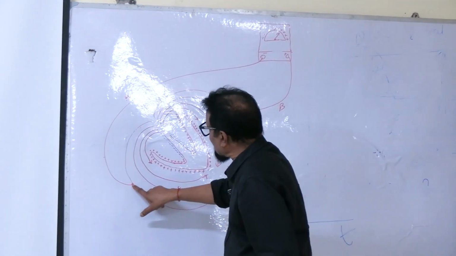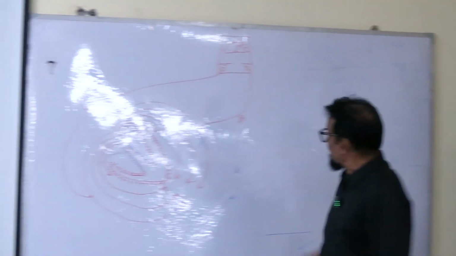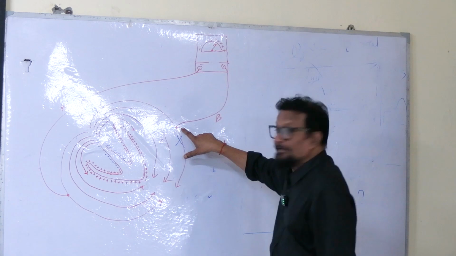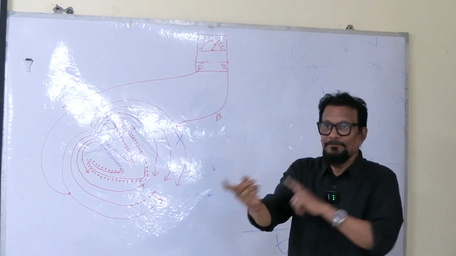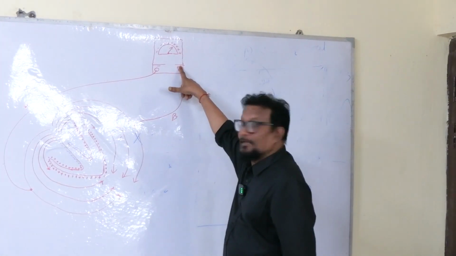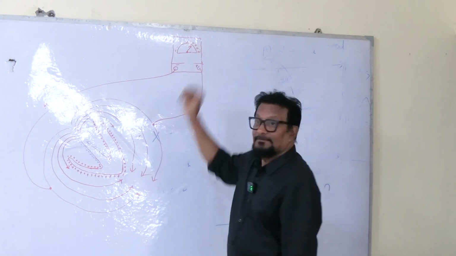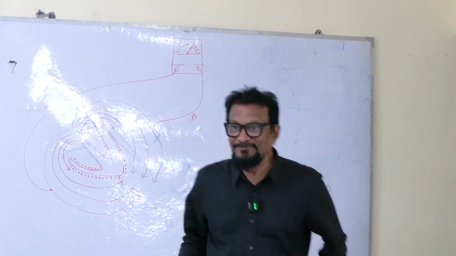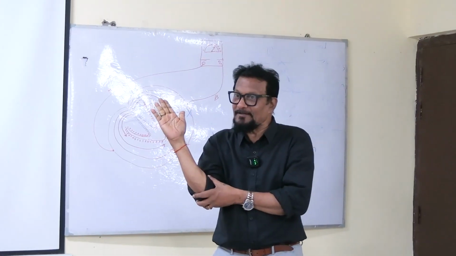I put one electrode here, connected it to the negative terminal, and another electrode here, and connected it with the galvanometer. I can see there is a deflection in the galvanometer.